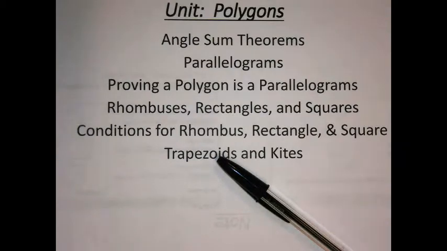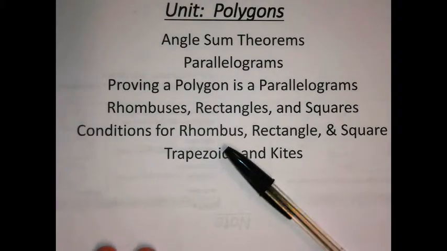Hey, geometry class, we're moving on in the unit of polygons. We're almost done, really. And we're going to do kind of a piggyback lesson from the previous one, where we talked about rhombuses, rectangles, and squares. And we're going to talk about conditions for rhombus, rectangles, and squares. Very, very similar to what we've covered before.